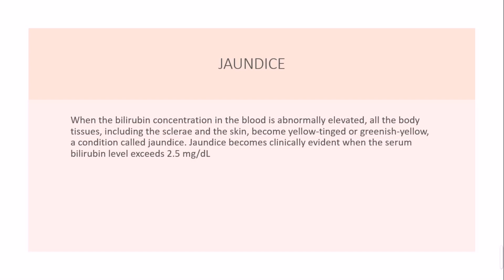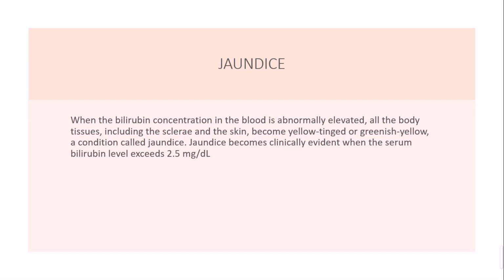So here we'll see what is jaundice. Jaundice is when the bilirubin concentration in the blood is abnormally elevated and all the body tissue, including the sclera, which is the white part of the eye, and the skin become yellow tinged or greenish yellow. This condition is called jaundice.